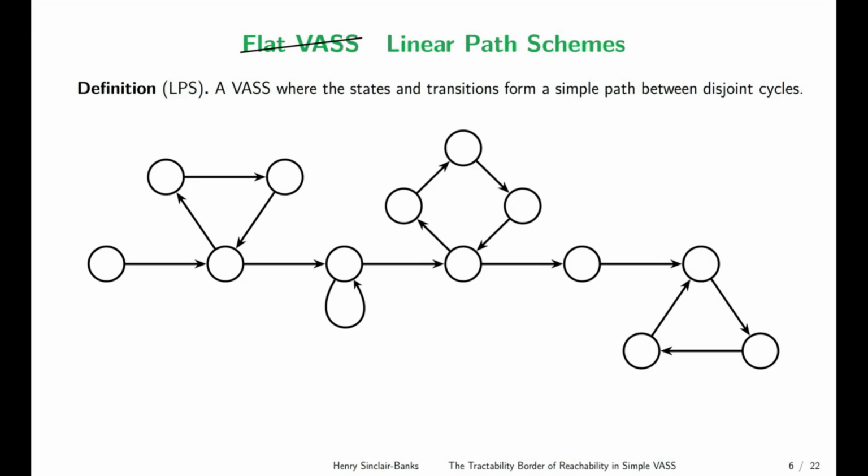So in a sense, you're not allowed branching. Think of this kind of picture. There's a linear path underlying, and you're allowed cycles that are disjoint in the flat sense. But in flat VASS, I was allowed branching behavior. Here I'm not, hence my answer to your question.